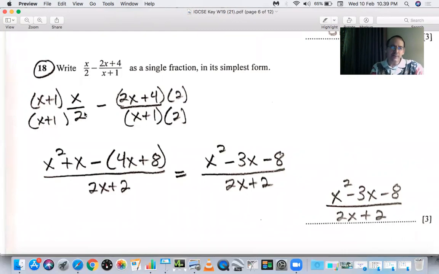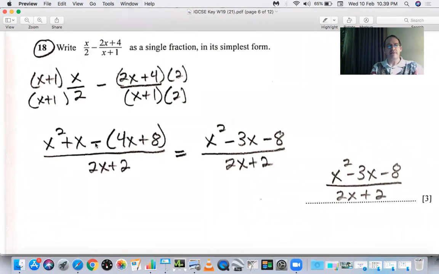In the numerator, we have to distribute x times x plus 1 is x squared plus x. We have this minus sign, which does need to distribute to the numerator over here. So be careful and put in parentheses this distribution here. 2 times 2x plus 4 is 4x plus 8. This negative does have to distribute. That's why I put that in parentheses. So that gives us a negative 4x minus 8.